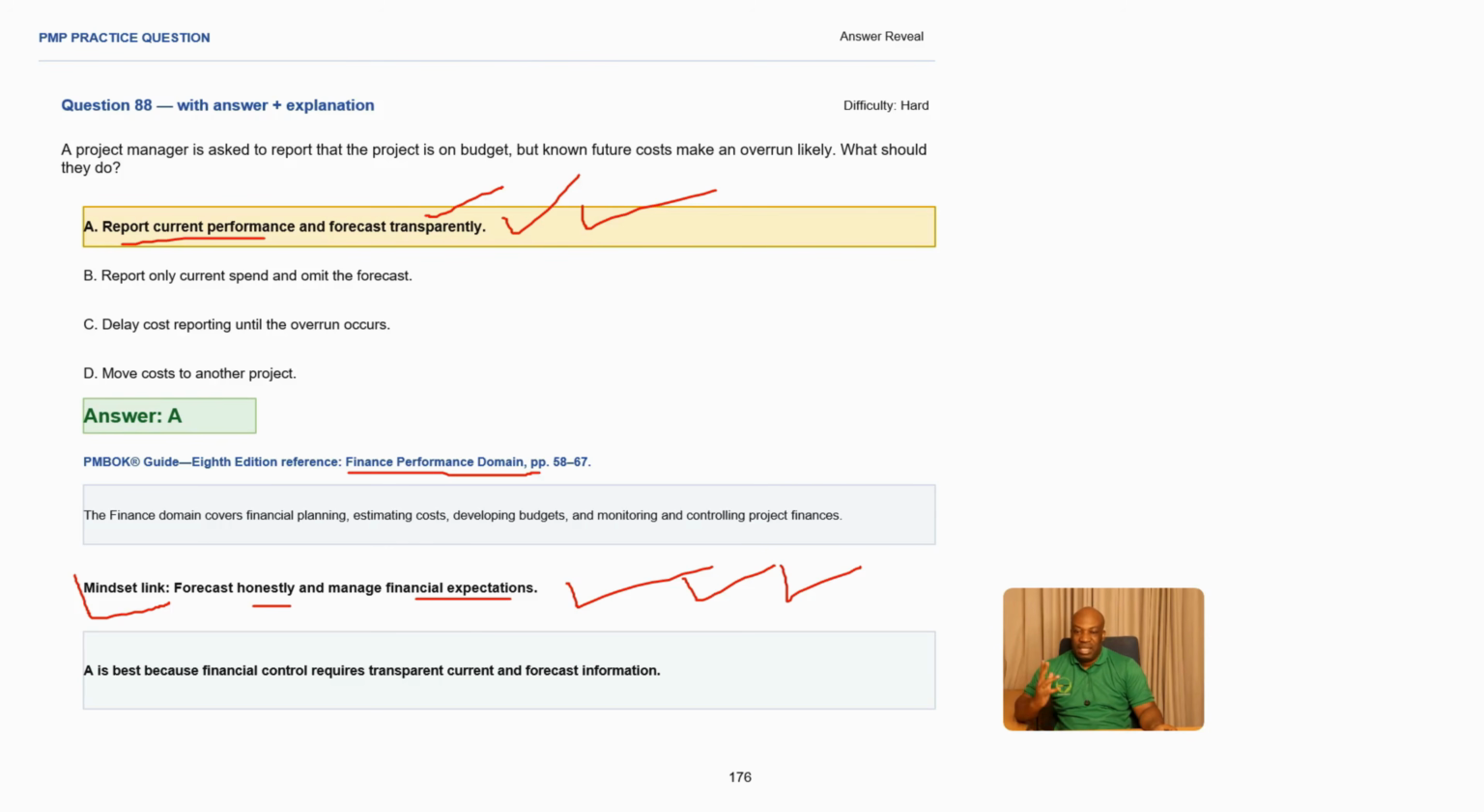In some cases, even if you know it might cost your job or your relationship, when you are transparent and honest, it makes things very easy to go through. Making A the best answer, because financial control requires transparency, current and also forecast information. So this one, you're forecasting an overrun in future. You still need to be transparent on the forecast also. This was a difficult question. Right, let's move on.